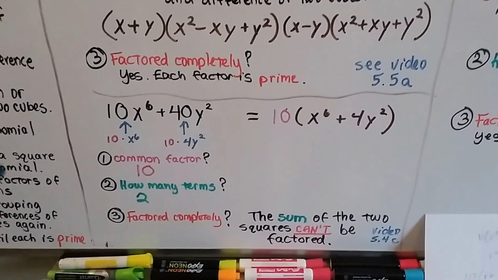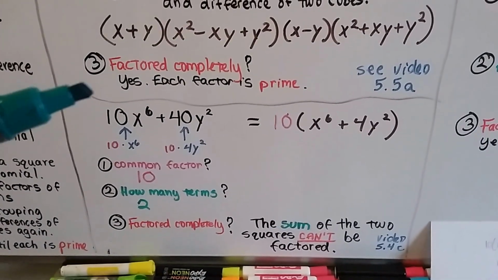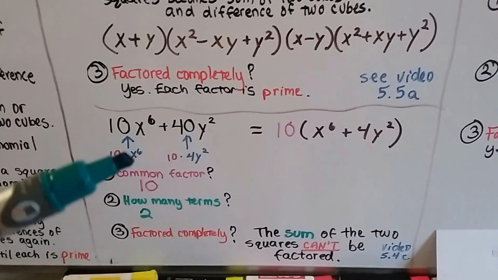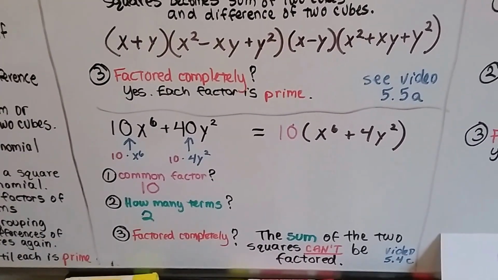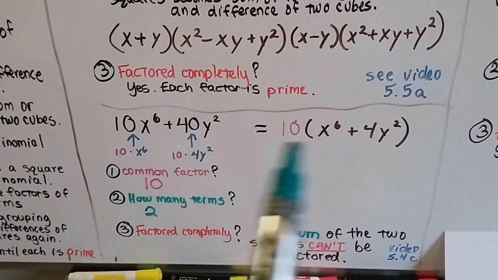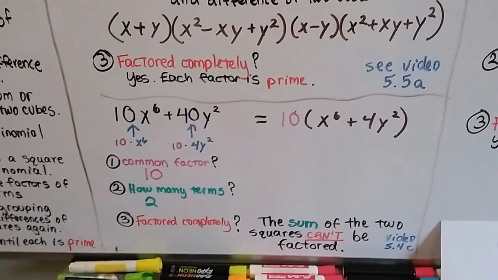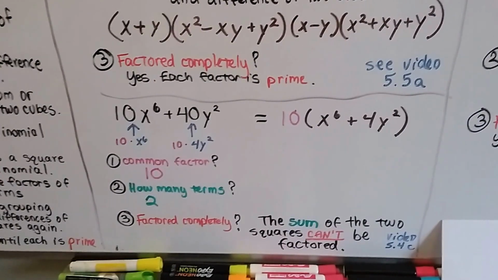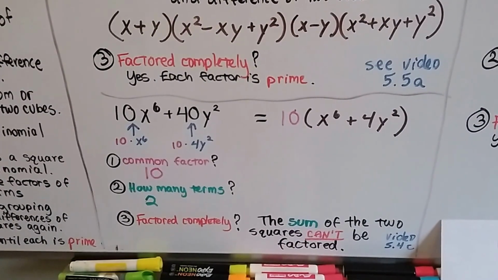In this one, is there a common factor? Yes, 10. 10 times x to the 6, 10 times 4y squared. We put the 10 on the outside. We put the x to the 6 plus 4y squared that's left over in the parentheses. This is the sum of 2 squares, and it can't be factored anymore.